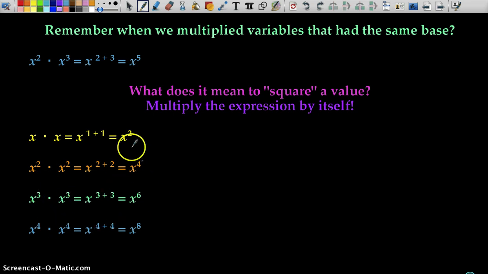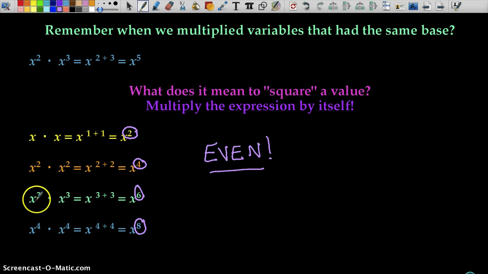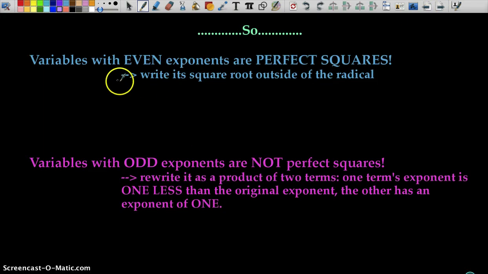There are a couple examples here because I want you to look at this exponent in particular. What do you notice every single time? One thing you may notice is that they're going up by 2's, but another is that they are all even. So even when our original exponents were odd, when we added them, when we squared it, it became an even number. And this is really important, because variables with even exponents are perfect squares, always. So you write its square root outside of the radical.